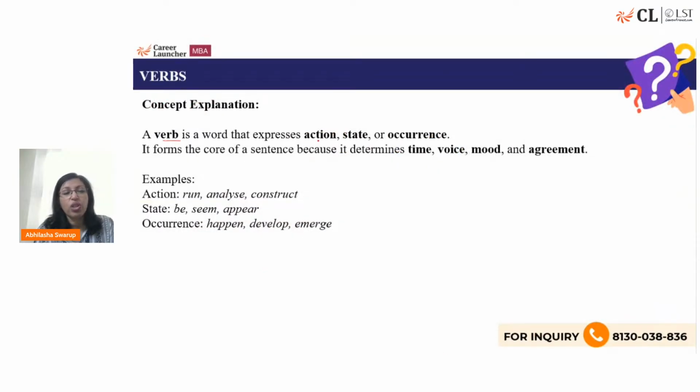So, what's a verb? A verb is a word which expresses an action, state, or occurrence. It forms the core of a sentence because it tells you what is the time, what is the voice, what is the mood, and what is the agreement. So, all these four things are covered with the verbs.